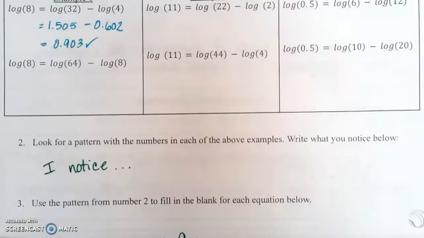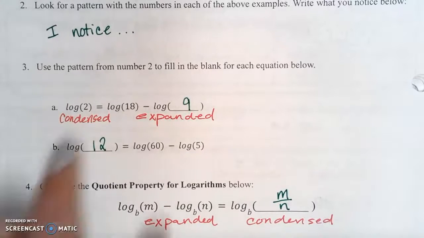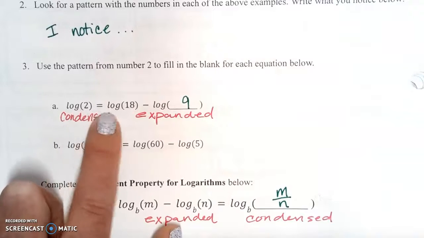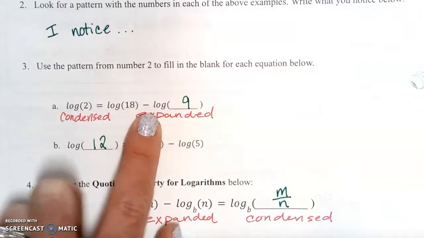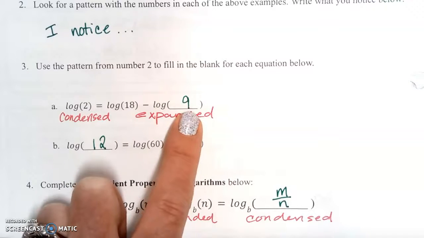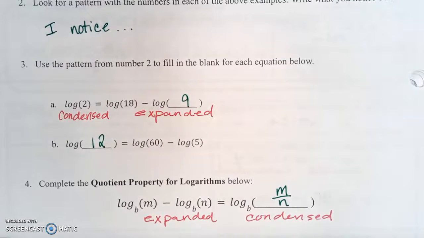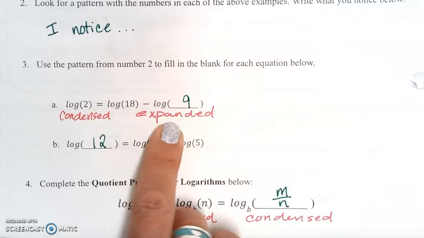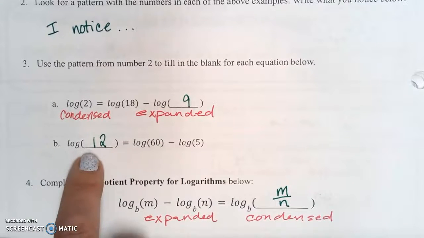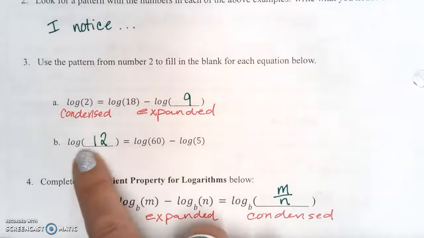All right, so question number 3 says, use the pattern from number 2 to fill in the blank for each equation below. So for part A, the log of 2 is equal to the log of 18 minus the log of what? 18 divided by what is equal to 2, so we fill in the 9. And again, we have, for this problem, the condensed on the left and the expanded on the right. And then for part B, we want to look at the expanded part on the right to get the condensed version on the left.